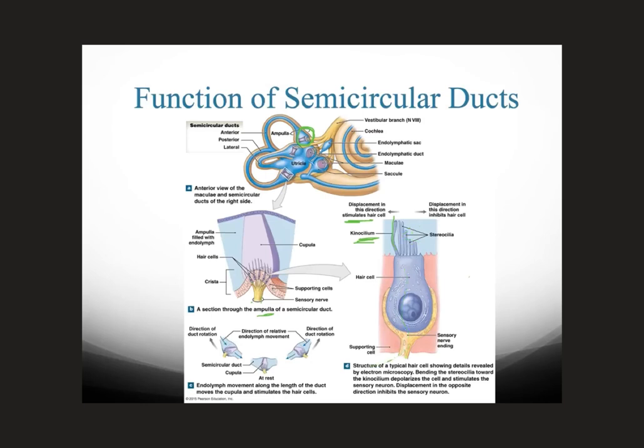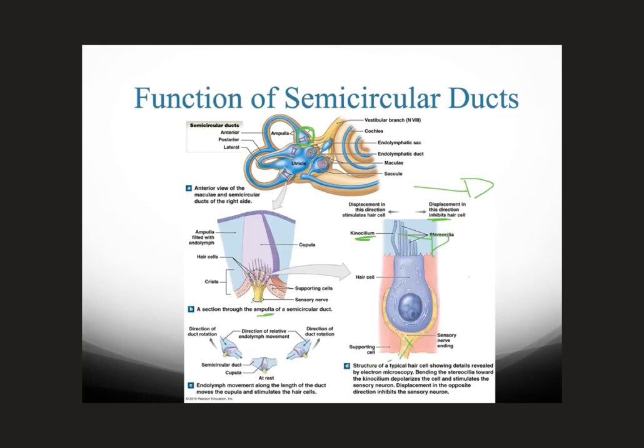Now if the movement goes in the opposite direction, I always think of the big cilia, which is the kinocilium, as going to crush the stereocilia, and by crushing the stereocilia, it's going to inhibit the signal. So if it inhibits the signal, then you sort of block the signal from going through.